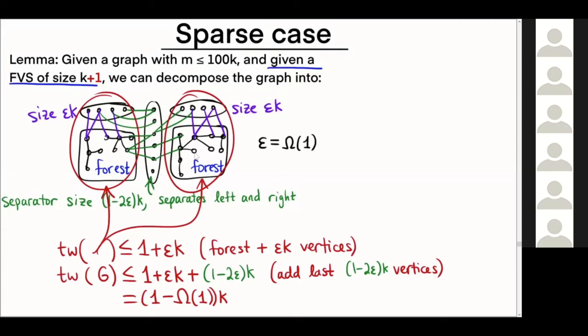Now, finally, we want to add the separator vertices. There are (1 - 2 epsilon) times k separator vertices, so by adding them, we get an extra (1 - 2 epsilon) times k. Now here's where this 2 epsilon benefits us versus this epsilon. It balances out to get (1 - epsilon) times k at the end. So for the rest of the talk, we'll ignore tree width, and we'll just focus on establishing this structure.